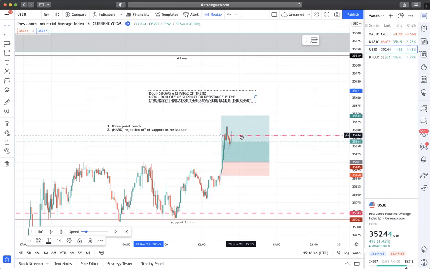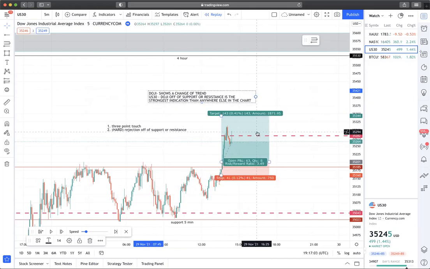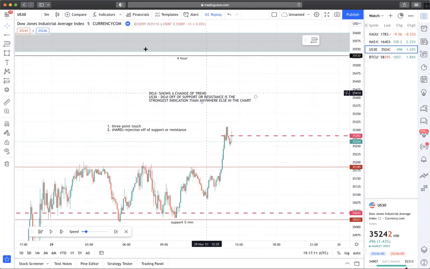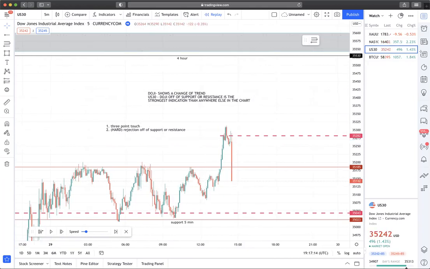When you see dojis on the support or resistance areas, they are such strong confirmations. If it shows anywhere else, I will look at it as a potential change of trend, but off of the support or resistance, I'm not messing with it. I'm getting out. So at that point, I'm out. You would secure profit. Now let's see what happens. Look at that.